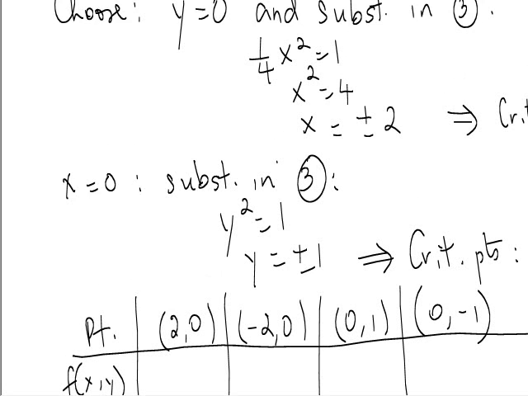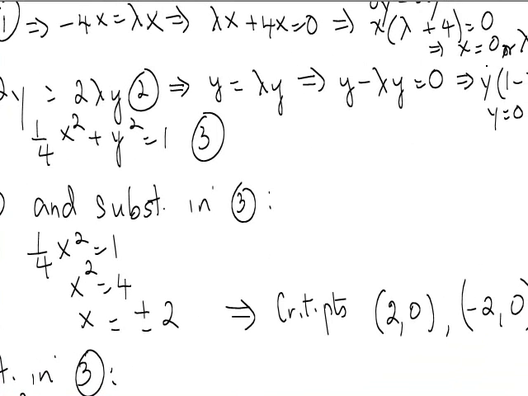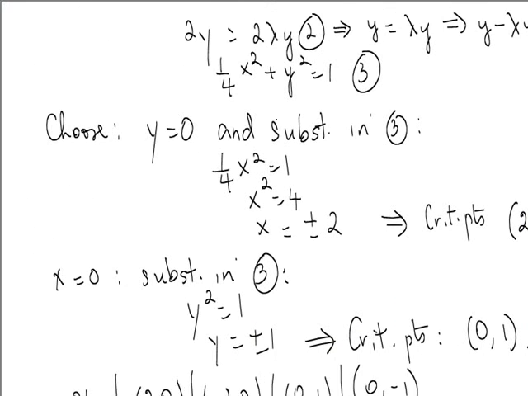Okay, so somebody asked, do we not use 0, 0? Because we got x equals 0 and y equals 0. But does that satisfy the constraint? Good. I love that question. That's a beautiful question. Okay, do you have the values for f?